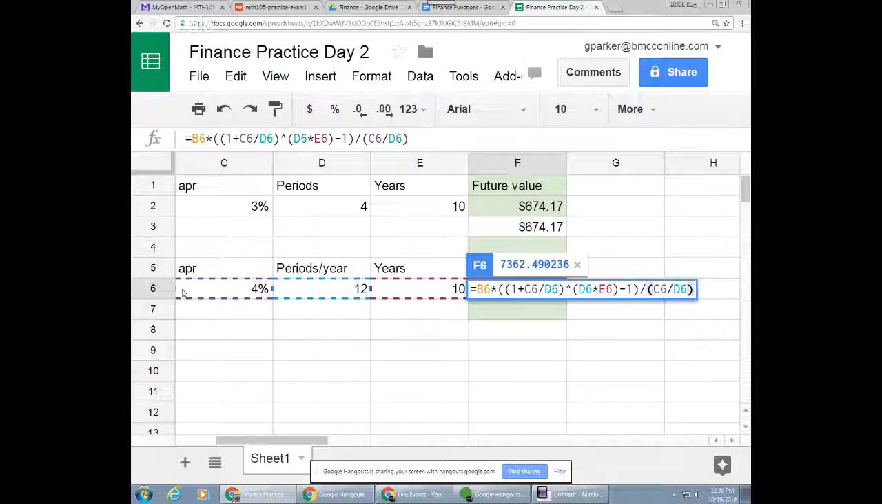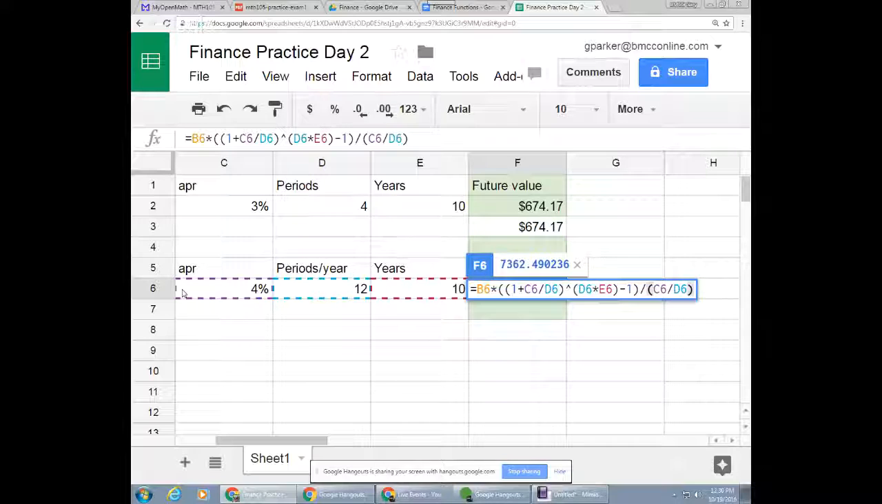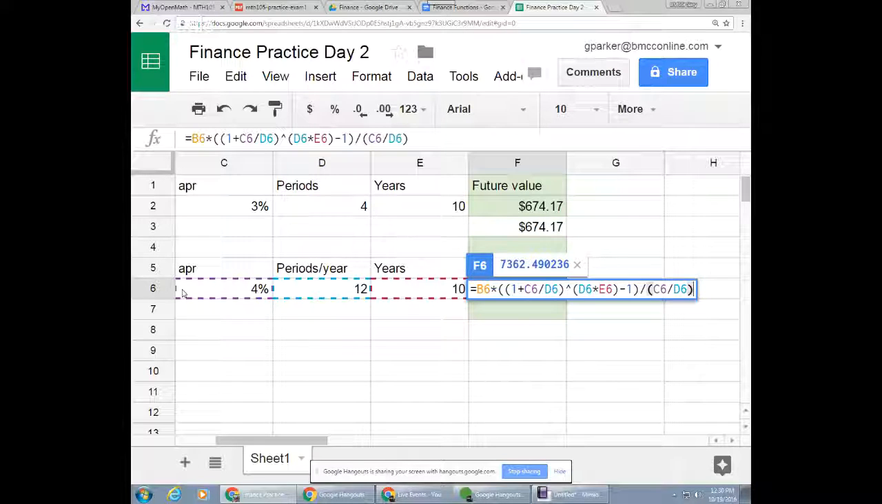times parentheses, parentheses, be careful with parentheses, 1 plus the rate, C6, divided by the periods per year, D6, raised to the power, parentheses, D6 times E6, so my periods times my years, minus 1, close parentheses, divided by the denominator in parentheses. So we have to be super, super careful with parentheses to make this work. And we got to get good at using our calculator, whether that calculator is a handheld, a phone, a spreadsheet, whatever it is. Questions on that version of the formula?